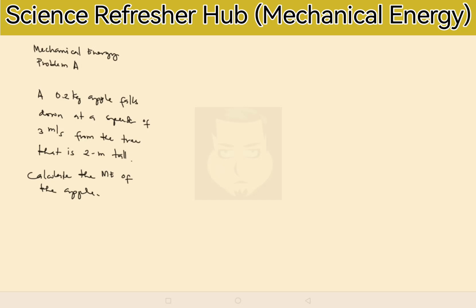We have one problem related to mechanical energy, a word problem. We have a 0.2 kilogram apple that falls down. So we have a conservative force in our system. We disregard friction. We never include friction here, only the gravitational force as the apple falls down at a speed of 3 meters per second from the tree.